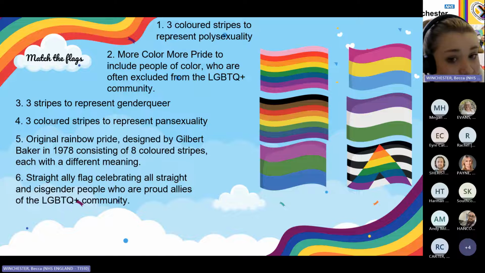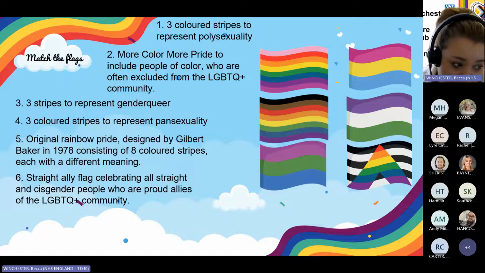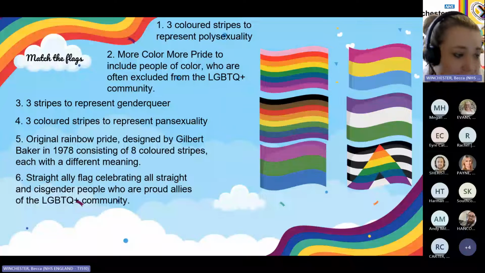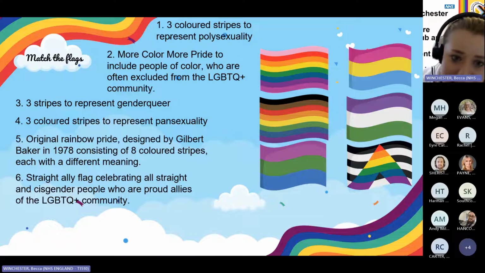So I forgot to say, actually, this next exercise is pen and paper. So hopefully you've all got pen and paper to hand. And this is what I like to call a game of match the flags. So there's 2 rounds of this. Which flag, going from left to right on the pictures, do you think matches description 1? 3 coloured stripes to represent polysexuality.